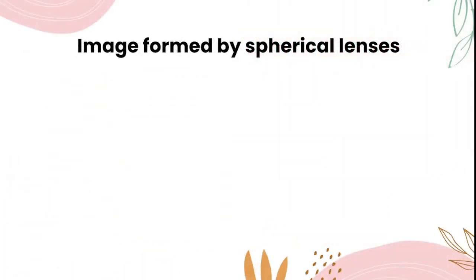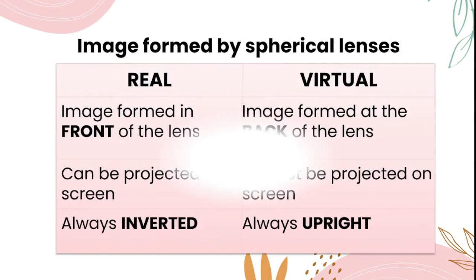There are two types of images formed by spherical lenses. These are the real and virtual images. Real image is formed in front of the lens. It can be projected on screen and is always inverted. While virtual image is formed at the back of the lens, it cannot be projected on screen and is always upright. The image formed is dependent on the location of the object in front of the lenses.